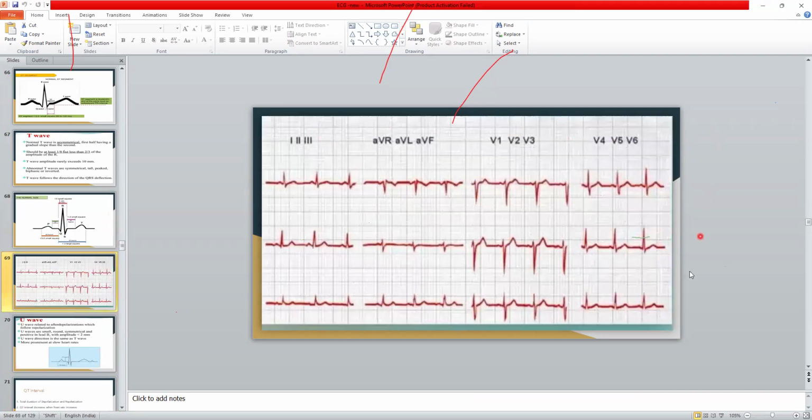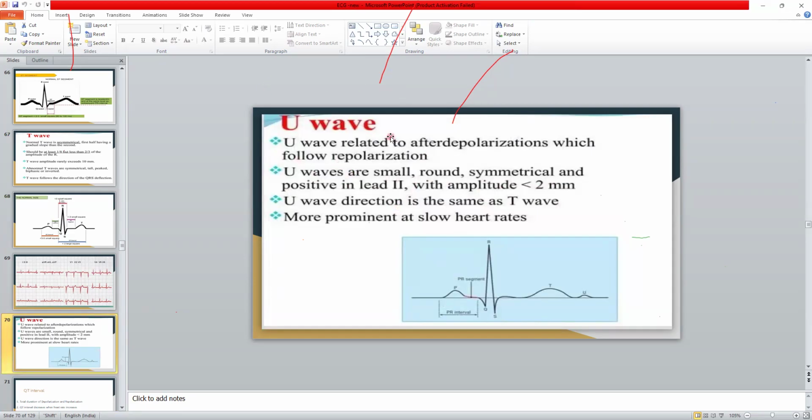So this is the 12 lead ECG showing the T waves. Usually the T waves are better seen in the precordial leads, that is V1, V2, V3, V4, V5 and V6. What is the U wave? U waves are small, round, symmetrical deflections that follow the T wave, representing the final phase of ventricular repolarization.